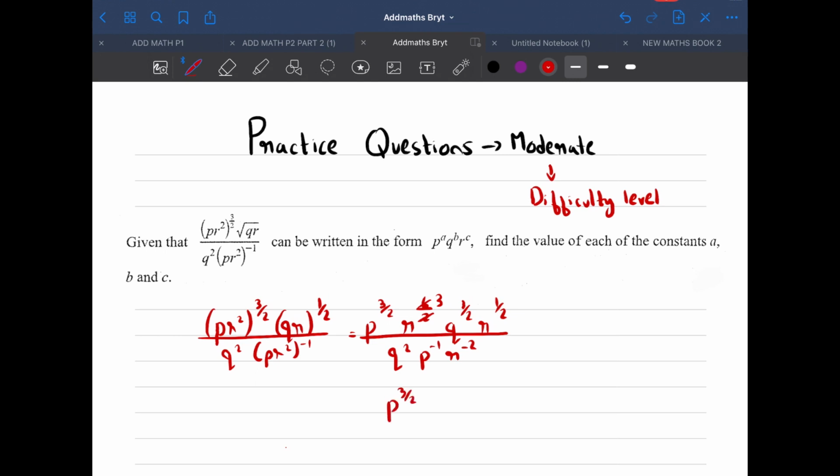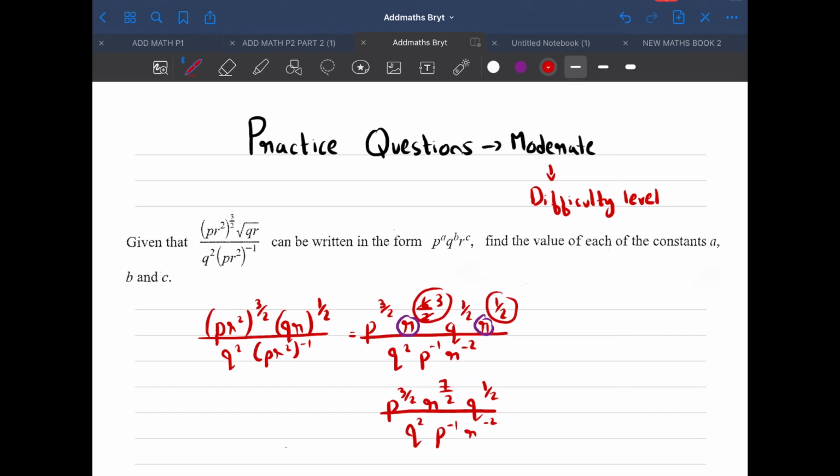P power 3 upon 2. When the bases are same, powers are added. If you notice, here there is R, here there is R. That means base same, so powers add only. 3 plus 1 upon 2 makes what? 7 upon 2, right? And Q power will be 1 upon 2. Did you all get till this point? Divided by Q square, P minus 1, R power minus 2.